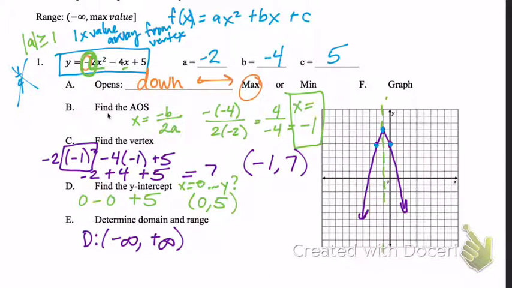Your range will be different depending on whether it opens up or opens down. So if it opens down, then you're going to have an upper bound. And then if it opens up, then you're going to have a lower bound. So what would my range be in this example? Negative infinity to 7, perfect, and then I'm going to have a bracket.